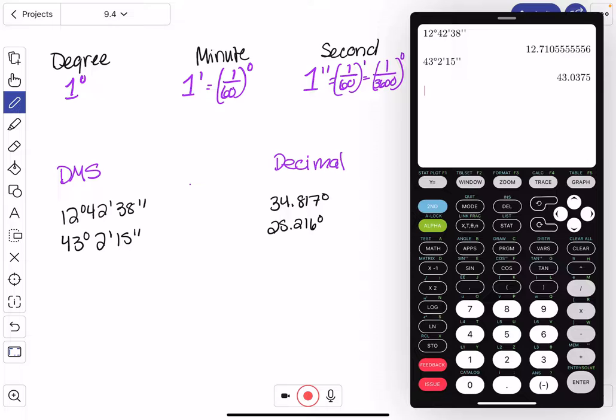Now to go the other way, so let's say we typed 34.817. We're going to go back into that degree menu, and we're going to choose number 4, convert to degrees, minutes, seconds. And then your calculator will spit out the degrees, minutes, seconds. So if you want to try the other one, second, apps, 4, and then it gives you the degrees, minutes, seconds.